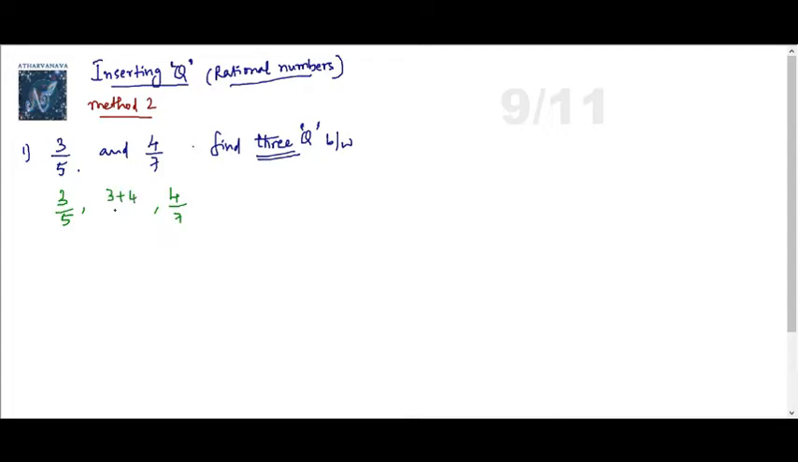Okay, so 3 plus 4 by 5 plus 7 is what you are going to write. You are just adding the numerators and adding the denominators. That's all you have to do. You take the numerators 3 and 4, add them and write the sum in between, and then divided by 5 plus 7. So then it becomes 3 by 5 comma 7 by 12 comma 4 by 7.